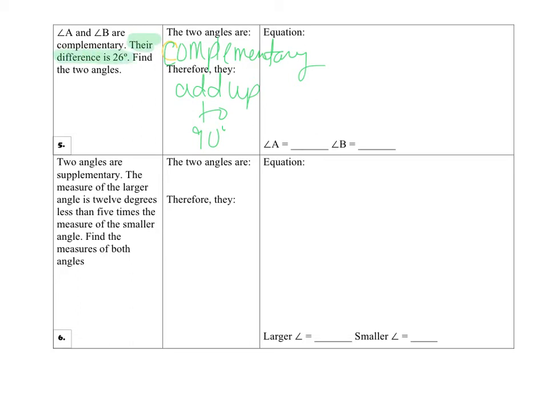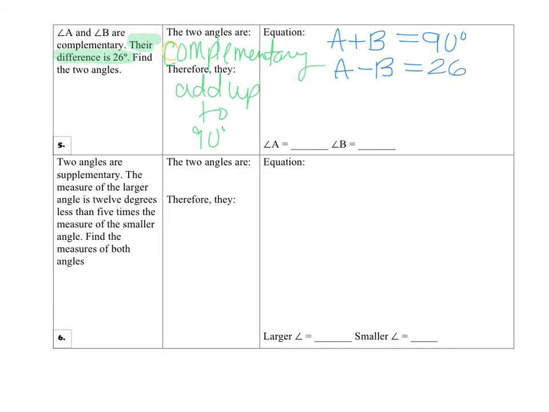And then the next thing we get information here tells us that their difference is 26 degrees. Well, that's some new information that we haven't really talked about yet. What are we going to do with that? So basically in this problem, we have two pieces of information. The first piece of information tells us that angle A and angle B are complementary and they add up to 90 degrees. But the second thing says their difference, when I subtract them, A minus B is going to equal 26.